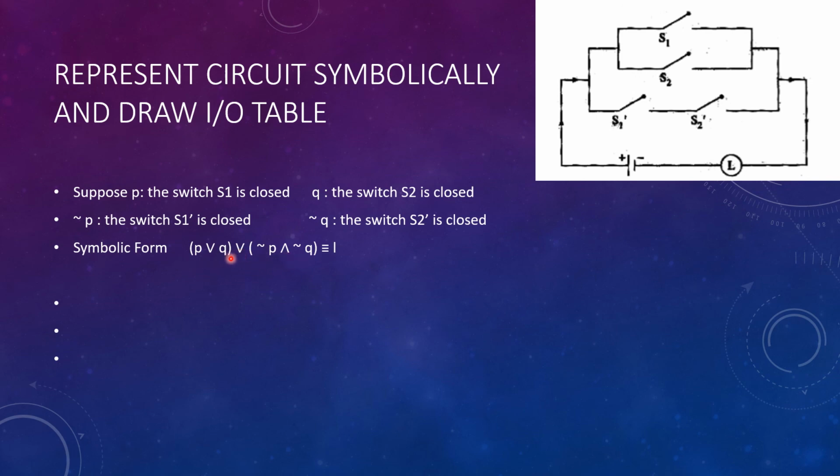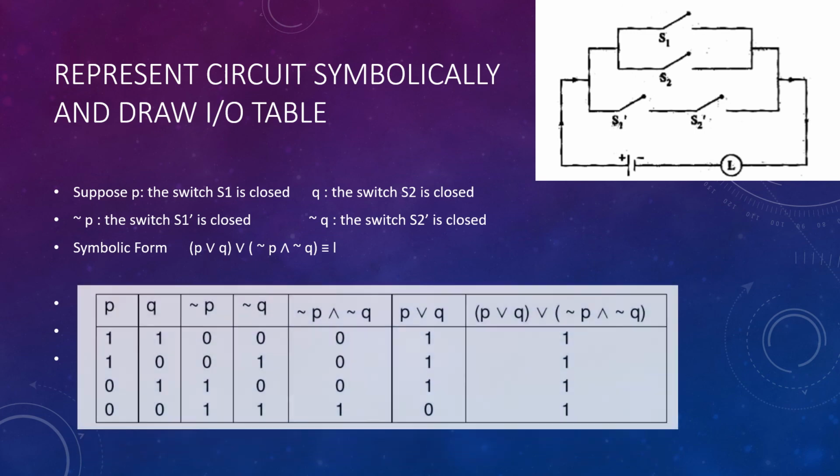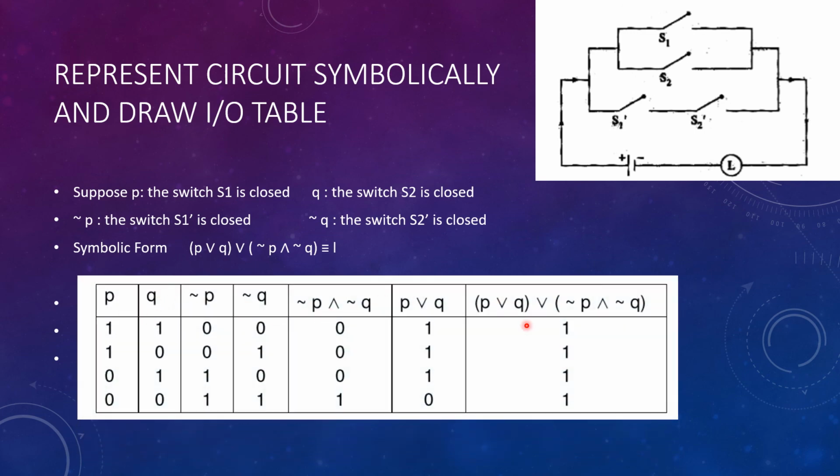Now I want to draw the input-output table. That means you have to draw a truth table. But while drawing the table for switch circuits, we represent true by 1 and false by 0. Remember, we don't show it by true and false; we show it by 1 and 0. See, I've drawn the truth table over here. You can go through it. Here the answer is always 1, so it is a tautology.